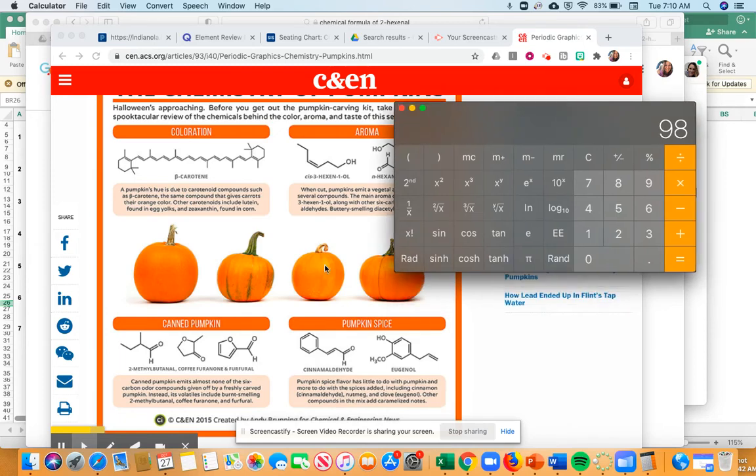Okay, so now we're going down here to our 2-methylbutanol. Our 2-methylbutanol.